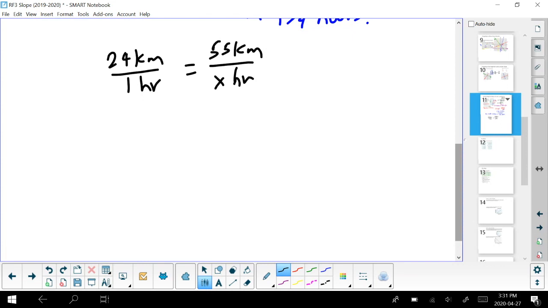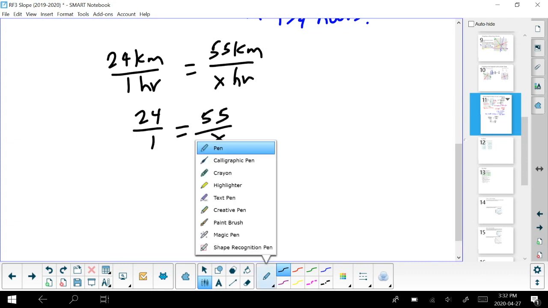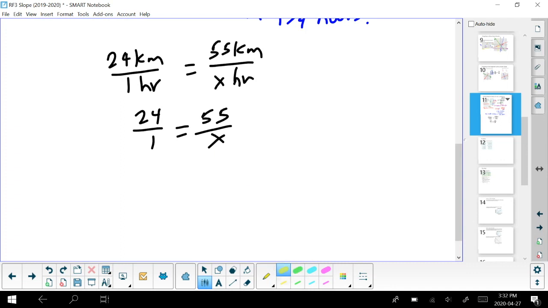Let's go ahead and drop our units. So we've got 24 over 1 is equal to 55 over x. And we're going to cross multiply and then solve for our unknown variable x. So 24 times x gives me 24x, and 1 times 55 gives me 55.